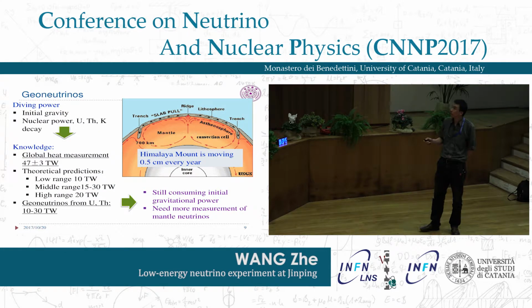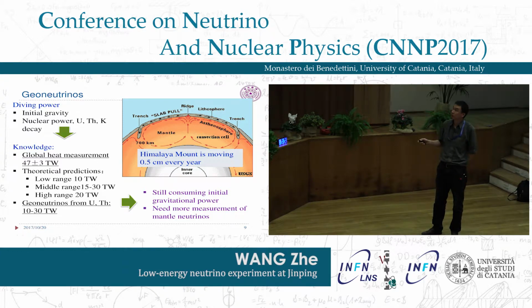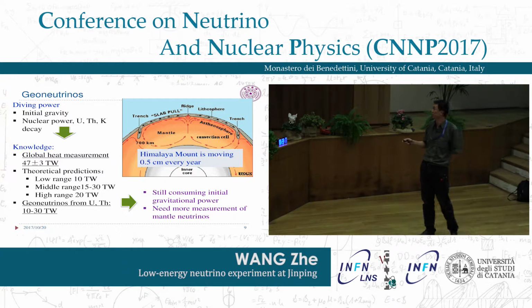The second motivation is geo-neutrinos. So there's still a lot of energy in our Earth. For example, the Himalaya mountain area is still moving towards the northeast direction at this speed, 0.5 centimeter every year. So every year we have this measurement, it is still moving on. The energy can be the initial gravity. Also, there's another possibility, which is nuclear power from uranium, thorium, and potassium decay.